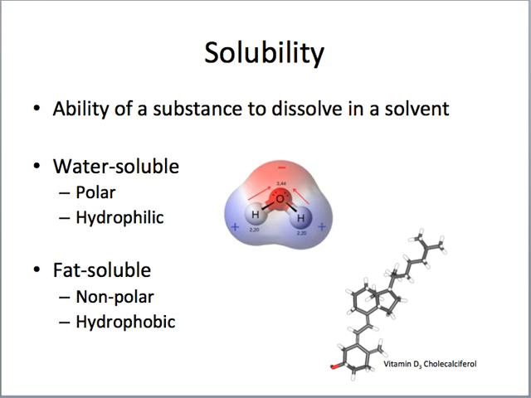When we refer to solubility, we're describing the ability of a substance to dissolve in a solvent. Water-soluble molecules are able to dissolve in water, whereas fat-soluble molecules are unable to dissolve in water. And what determines this is the charges on the molecule. Water-soluble molecules are polar, meaning they have oppositely charged ends. On this water molecule here, we can see that the hydrogen end is positively charged and the oxygen end is negatively charged. Fat-soluble molecules are nonpolar. Further, they characteristically have hydrocarbon chains, and the longer the hydrocarbon chain, the less water-soluble the molecule.